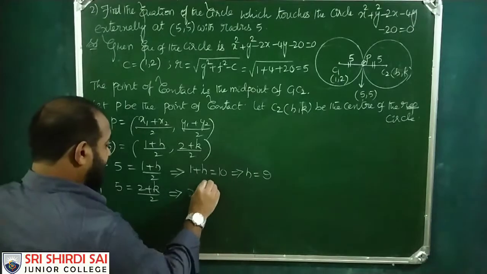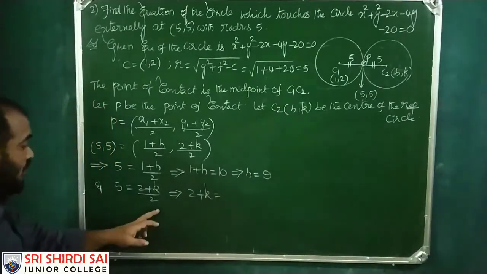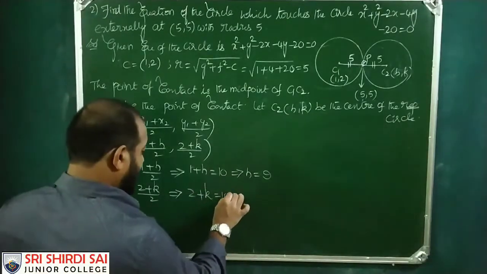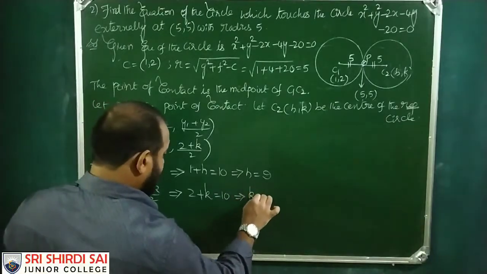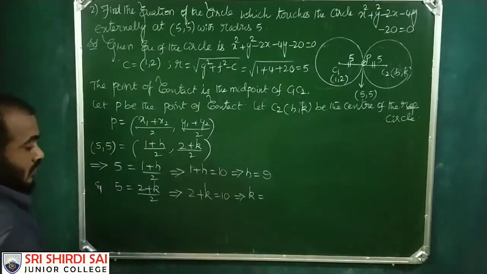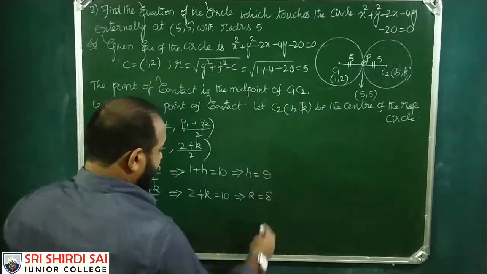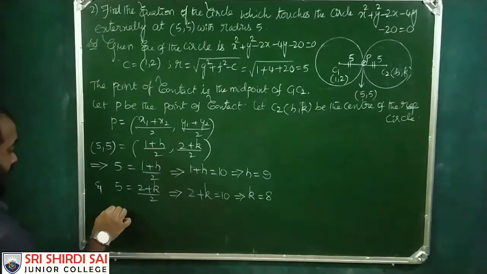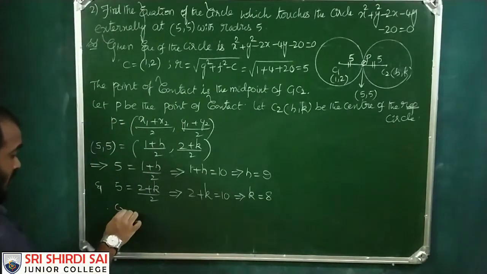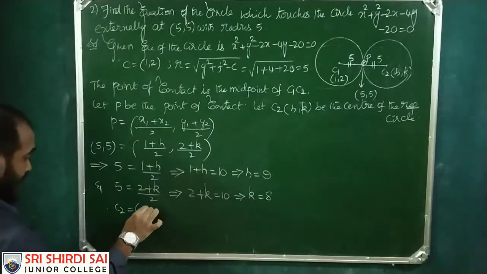So 2 plus k is 2 fives, which is 10, so k is 10 minus 2, which is 8. Therefore, C2 is 9 comma 8.